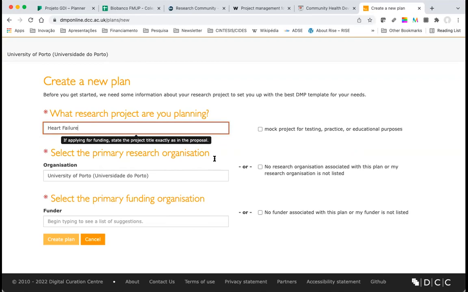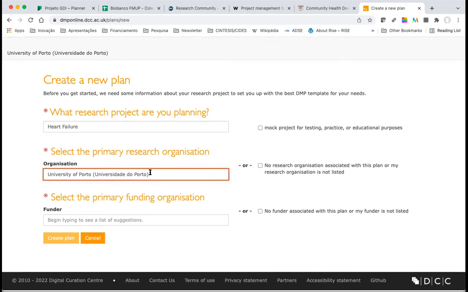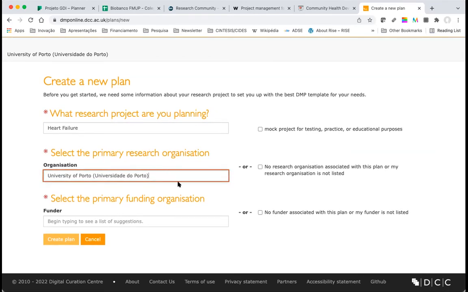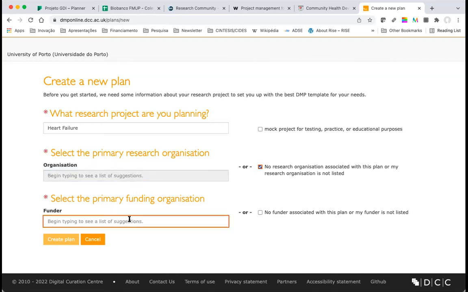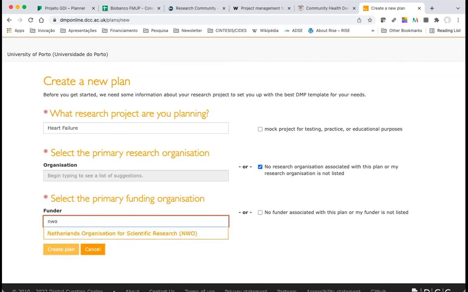So over here we're going to create a project about heart failure. Okay, I can do this. I can select the University of Porto, or select no organization at all. One of the great things about DMP Online is that there are templates for DMPs. So, for instance, the FCT uses basically the same template as the Netherlands Organisation for Scientific Research, the NWO, but if we are working in the UK and you use the Medical Research Council, they also have a different kind of template.